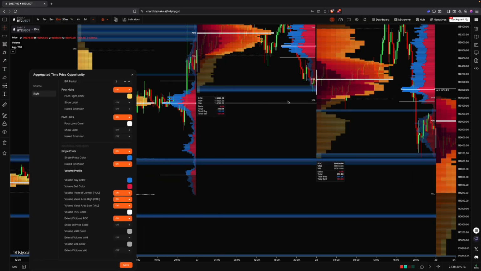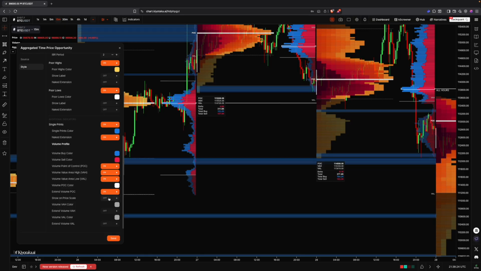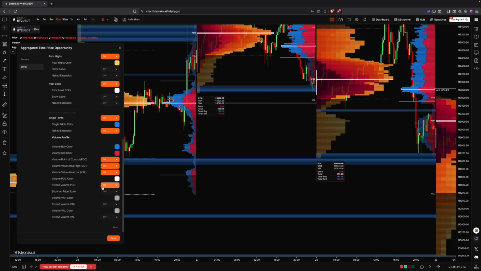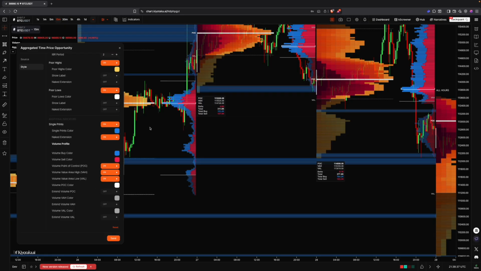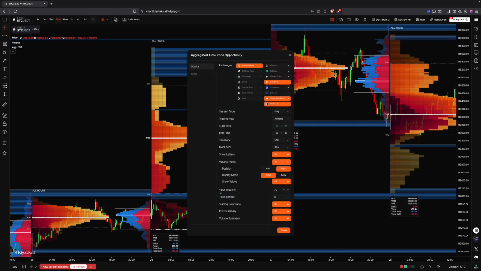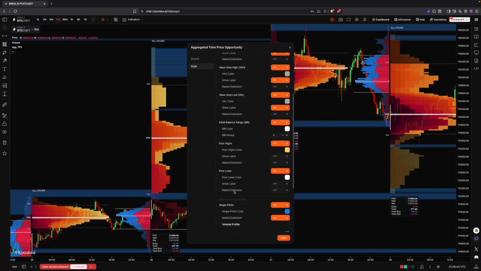You can see the naked extension of this naked volume point of control. You can show it on the price scale, change the colors however you want for the value area, and also extend them forward into time there. And one last powerful way I really like to use the confluence between these two tools here.